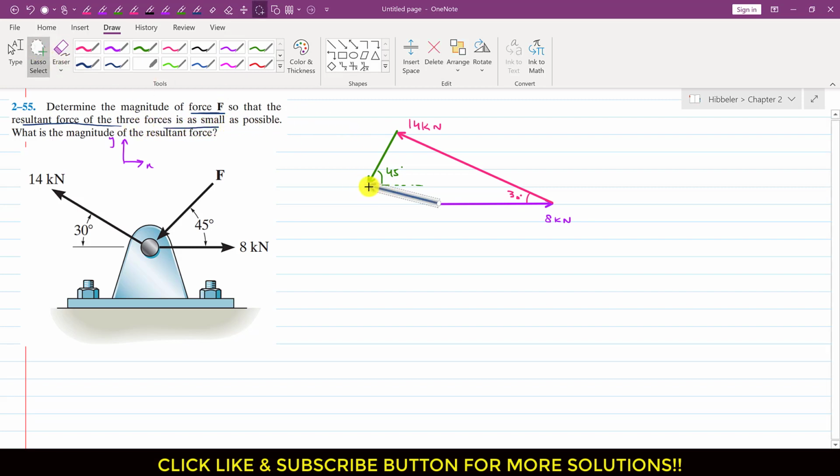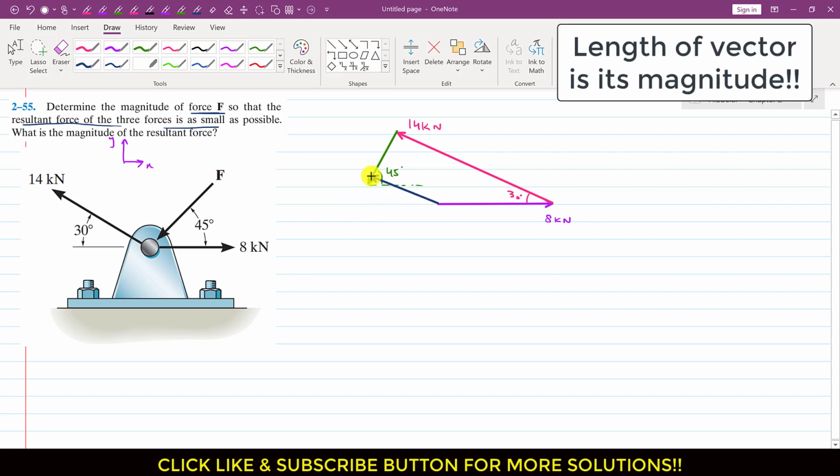Now if we look at this resultant, this black arrow is the resultant. If I move this black arrow, we can see that at one particular point the magnitude of this resultant will be small. If I move this resultant towards the right, its length increases, and if we move the head of this resultant towards the left, its length increases again.